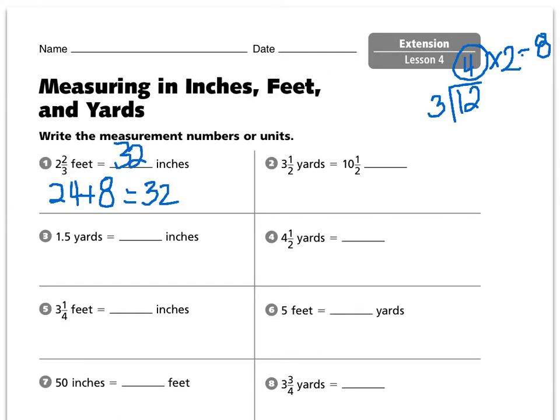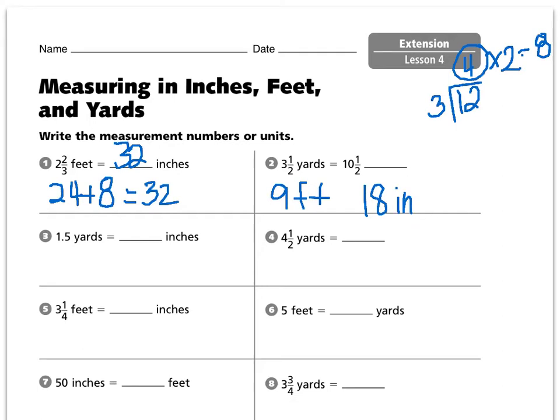For number 2, I have 3.5 yards equals 10.5 what? So I know that 3 yards would equal 9 feet, because there's 3 feet in each yard. 3 times 3 is 9. And then a half of a yard would equal 18 inches.